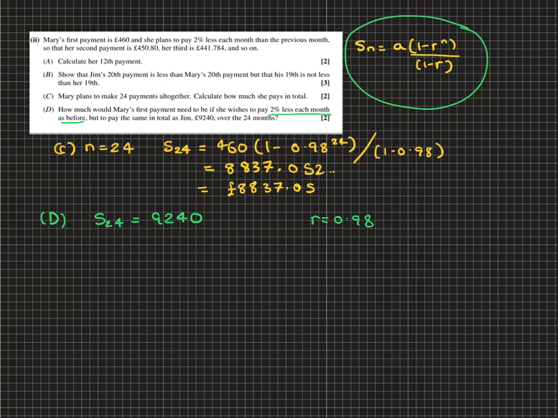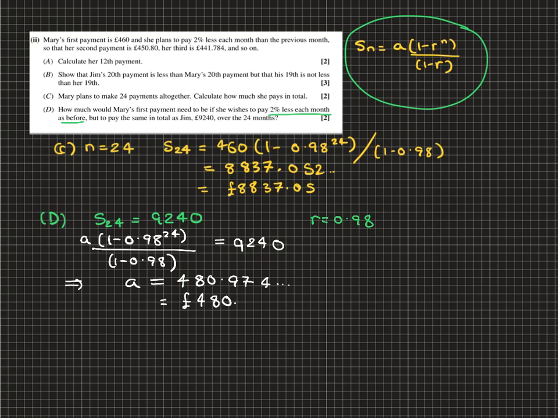So when we substitute in, a will remain as a. And let's input in all of the other information. This equals 9,240, and then simply work out the value of a from here, and a then equals 480.974... So that means her first payment has got to be £480.97 to the nearest penny.